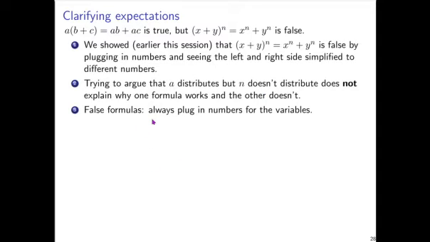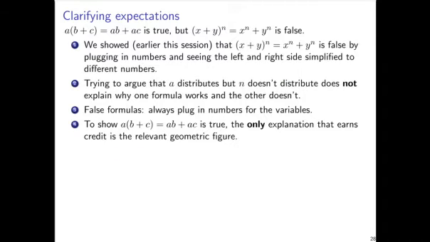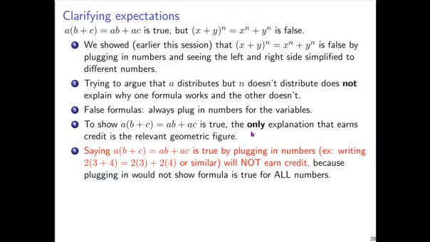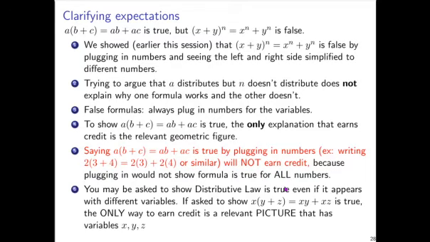So for the false formulas, to emphasize this, always plug in numbers for the variables. To show that this here is true, the only explanation that's going to earn credit is the geometric figure, the correct and relevant geometric figure. Trying to say that this formula is true by plugging in numbers, for instance, writing 2 times quantity 3 plus 4 equals 2 times 3 plus 2 times 4, or similar, and simplifying one side or the other, is not going to earn credit, because plugging in numbers wouldn't show that this formula is true for all numbers.